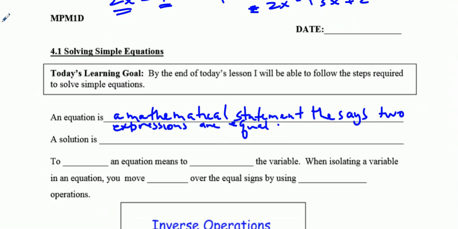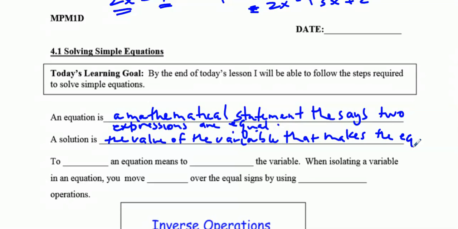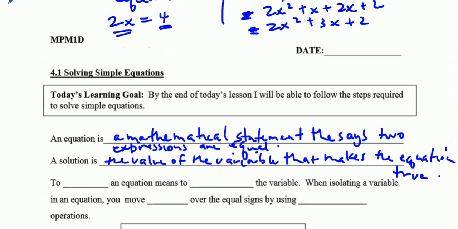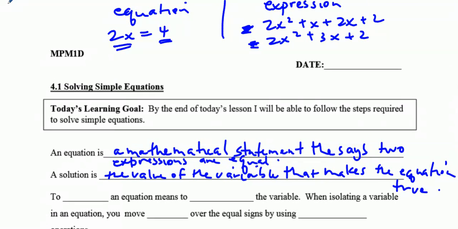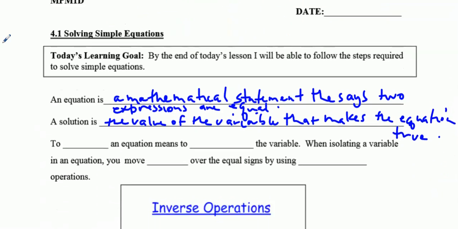All right. So, a solution is just the value of the variable that makes the equation true. Think about the one that I've just given you up there, 2x equals 4. There is a value, and I'm sure you all know what it is, 2 for x, that will make the left side equal the right side, right? So if I put in x equals 2, 2 times 2 is 4.